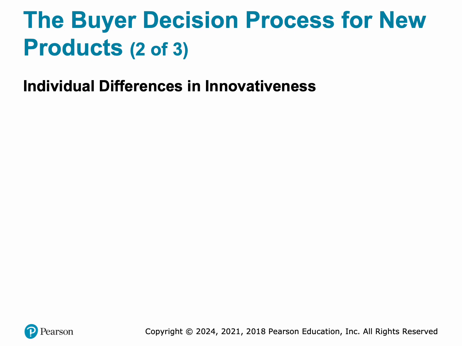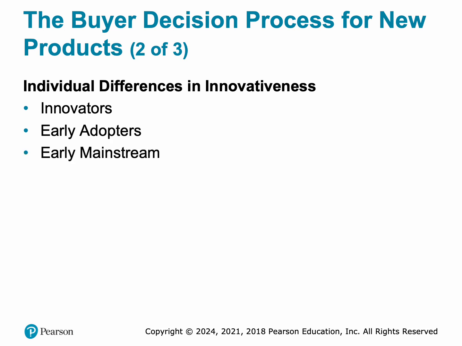So individual differences in innovativeness, right? People differ greatly in their readiness to try new products. So we have innovators, early adopters. We'll talk about this in the next slide. Early mainstream, late mainstream, lagging adopters.